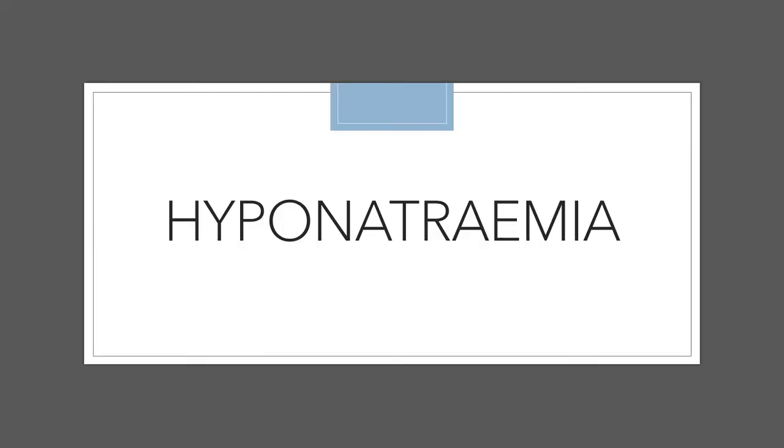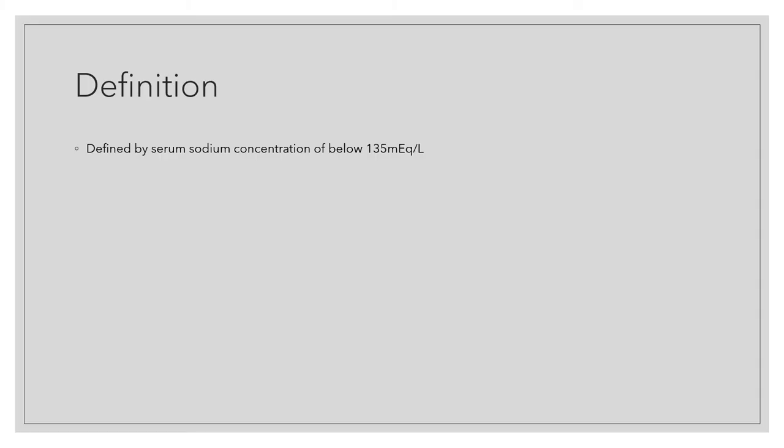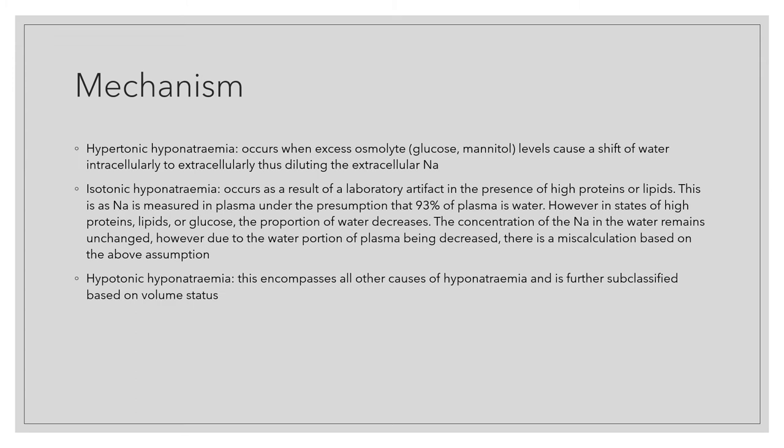Okay, so now let's move on to hyponatremia. Hyponatremia is defined by a sodium concentration of below 135. Now the mechanism depends on what type of hyponatremia, because hyponatremia is subclassified into hypertonic, isotonic, or hypotonic hyponatremia.